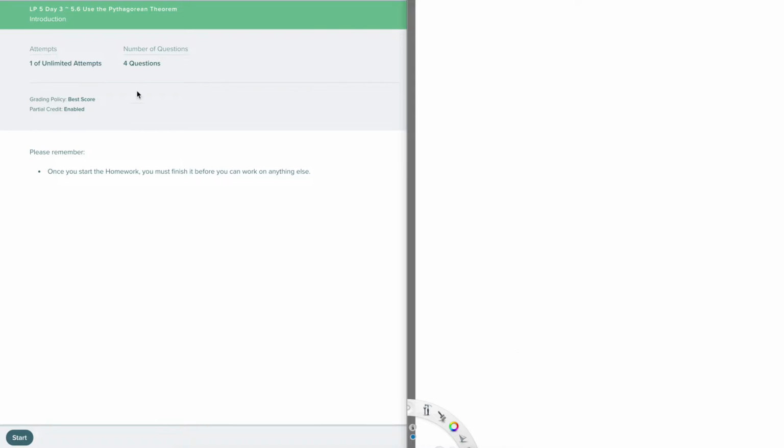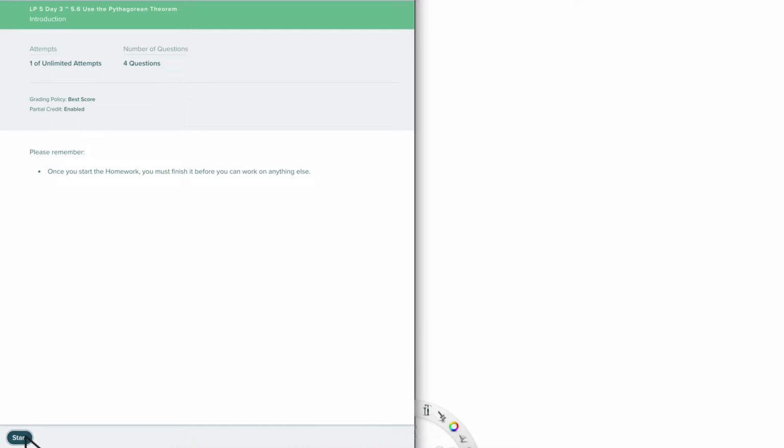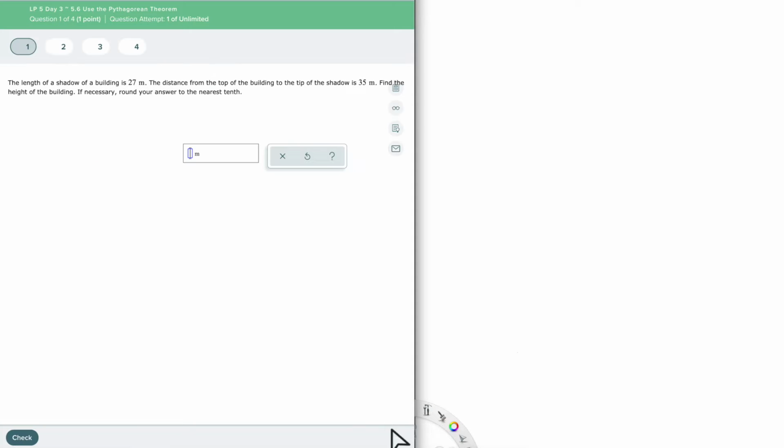Down here it says, please remember once you start your homework that you must finish it before you can work on anything else. And what that means is once I click start, down in the bottom right corner there is going to be a submit assignment button. That's very important. You need to make sure when you are ready to leave the screen, no matter what, you click that button. If you wanted to save your place, make sure that you do have a green check mark on anything that you've started. So don't just type it in and then leave. Make sure you click the check button to get the green check mark so that it'll save your place and come back to where you left off.